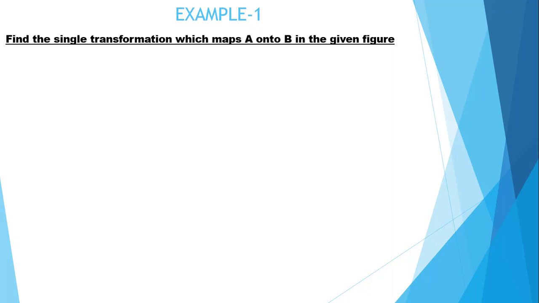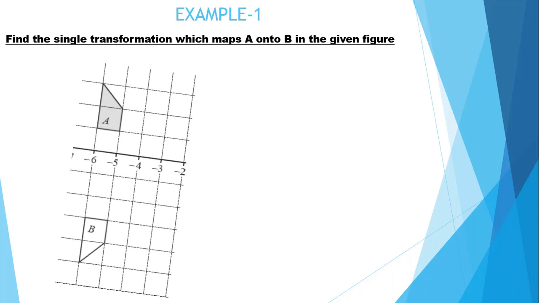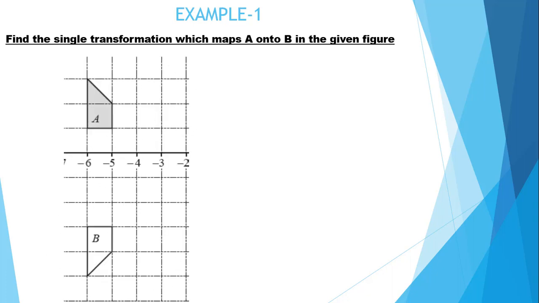Let us consider an example, and the example says: find the single transformation which maps A onto B in the given figure. Consider the figure A, which is mapped onto another figure, which is your figure B. Now, students, you have to find which transformation will map A onto B. So let us consider any point on this figure, let us say this vertex of A. Its image will be its corresponding point, and the corresponding point of this A is this point, which let's say is the image of A, meaning A dash.